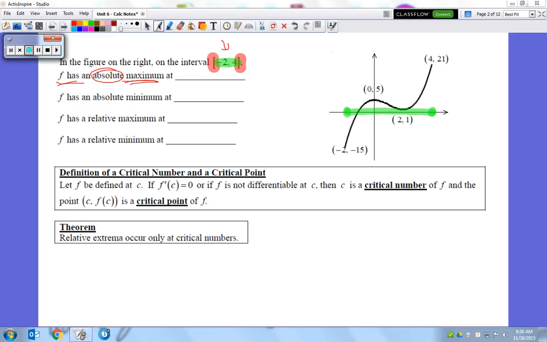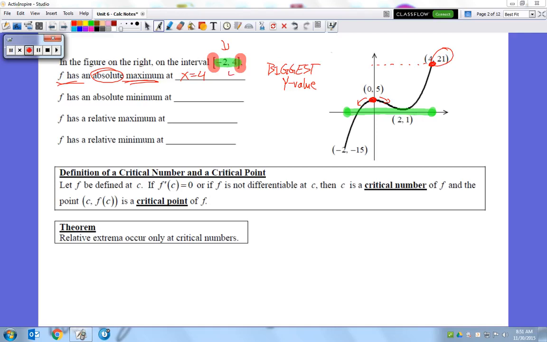Well, if I'm looking at this, I know that I reach some kind of maximum here because I have stuff going down on both sides at this point, but it's not the actual absolute. The actual absolute maximum is the biggest y value in the entire interval from -2 to 4. So in this green interval from -2 to 4, my biggest y value ever is going to be accomplished here at 21. So f has an absolute maximum at, you could say, x is equal to 4.